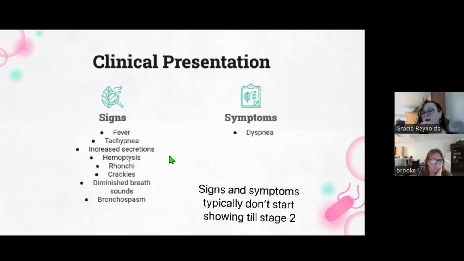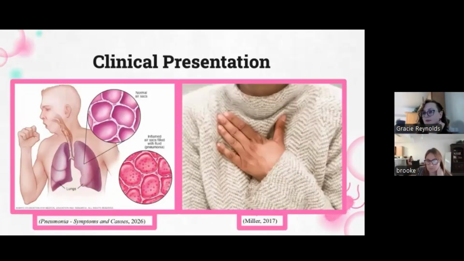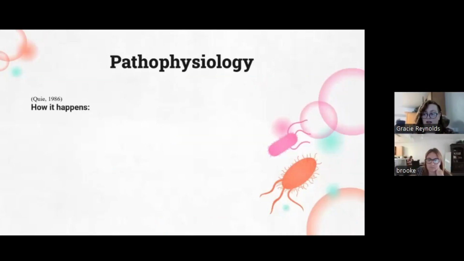And there's bronchospasm. When it comes to symptoms, there's dyspnea and respiratory distress. And if the patient was conscious, symptoms would include anxiety, confusion caused by hypoxia, which is a lack of oxygen in their blood, weakness and fatigue. When they have pneumonia, these alveoli are full of fluid. Here's what a normal air sac would look like.